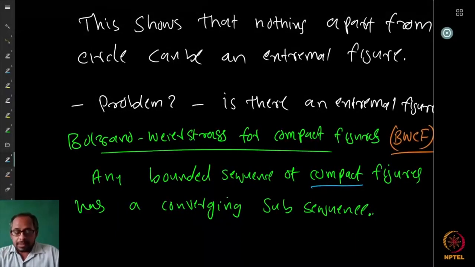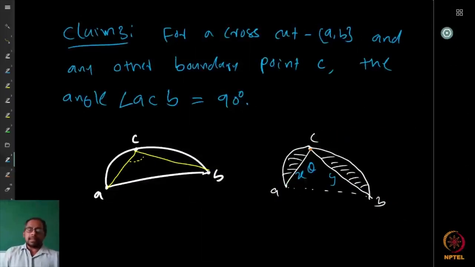Now, what does this show? This shows that nothing apart from a circle can be an extremal figure. For this part, I am using something which we have not really proved at this time. The only figure which makes the angle 90 at every point on the boundary with respect to this cross cut is going to be the circle, or the figure is a disc, and the boundary is a circle or semicircle.